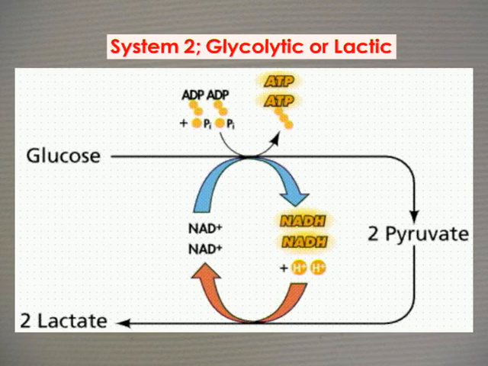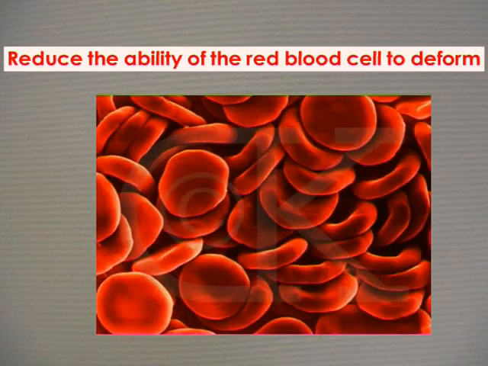The first is the reduction in calcium binding capacity of muscle fibres. The second is lactic acid reduces the ability of the red blood cell to deform and reach the cells which are supplied by capillaries of smaller diameter than the red blood cell.